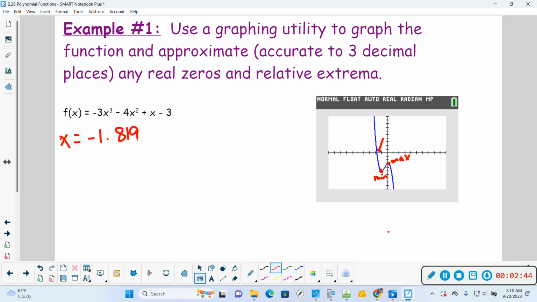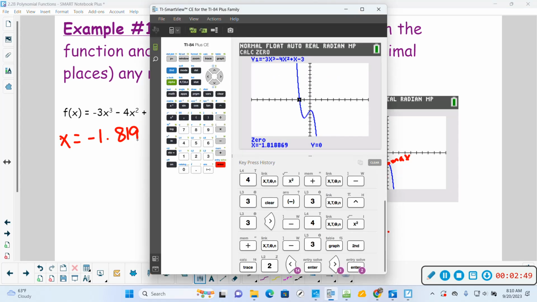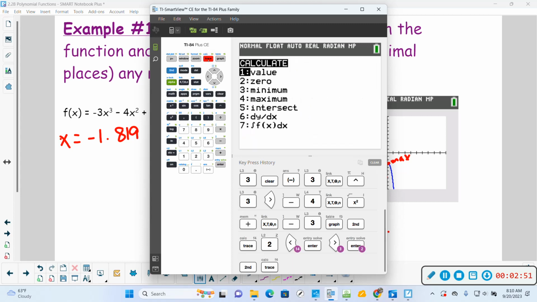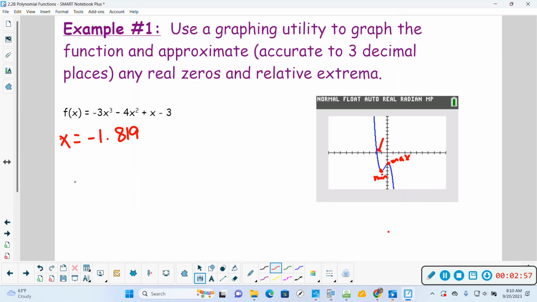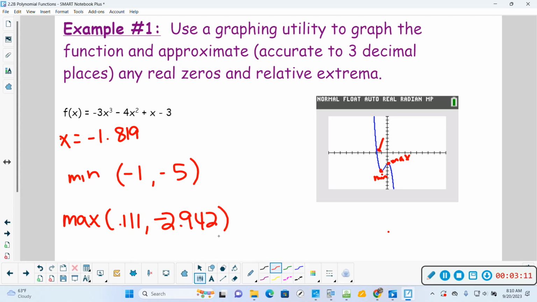And of course, you've done the max and min before. We've already covered that. Remember, same thing. You're going to get into your second trace menu. And obviously, minimum or maximum, whichever point you're trying to find, you can do that. I'm just going to go ahead and jot it down here quick for you. So your min is at negative 1, negative 5. The max, 0.111, 2.942.